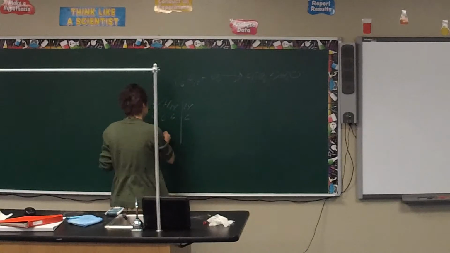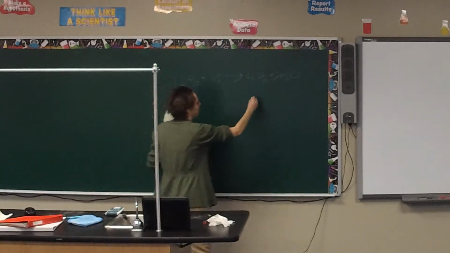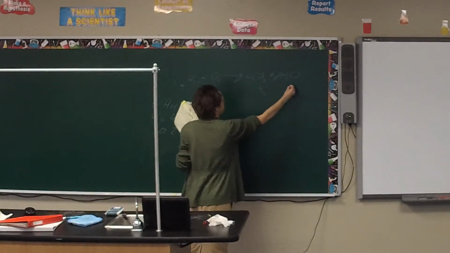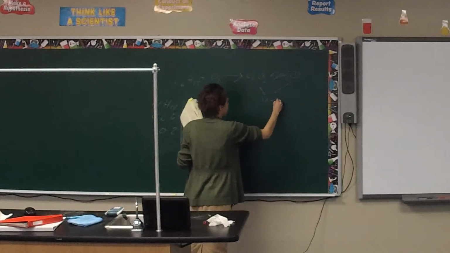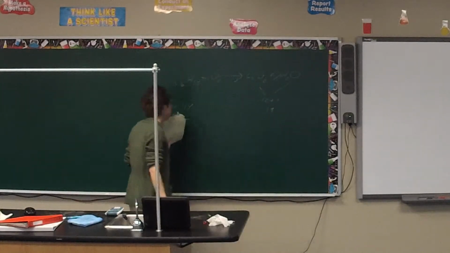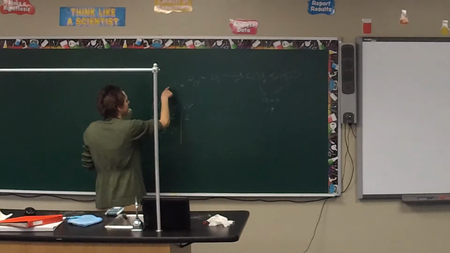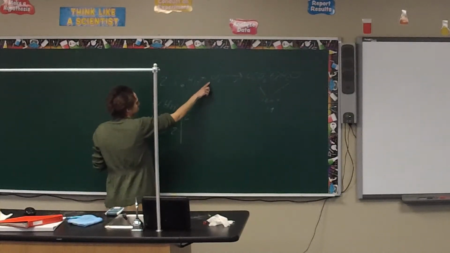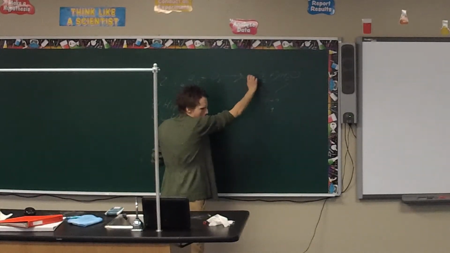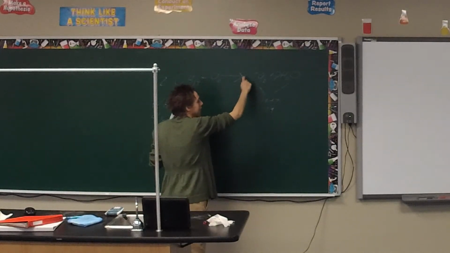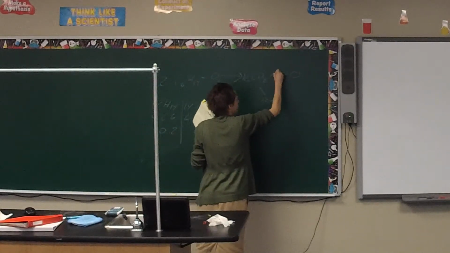How many oxygens do I have on the reactant side? 2. How many do I have on the product side? 12 plus 7 is 19. Alright. So, can 2 go into 19? No. What's the trick? Double everything. Alright, so what does this become then? 2. We'll ignore this one for right now because we'll come back to it. What does this become? 2. It was 6, so 12. What does this become? 14.